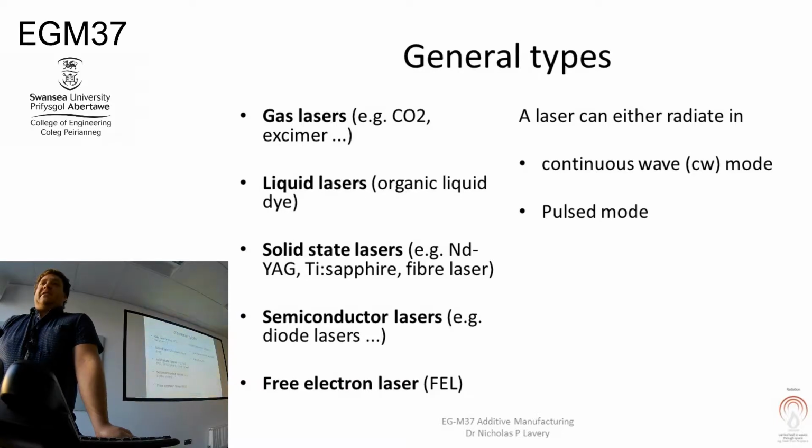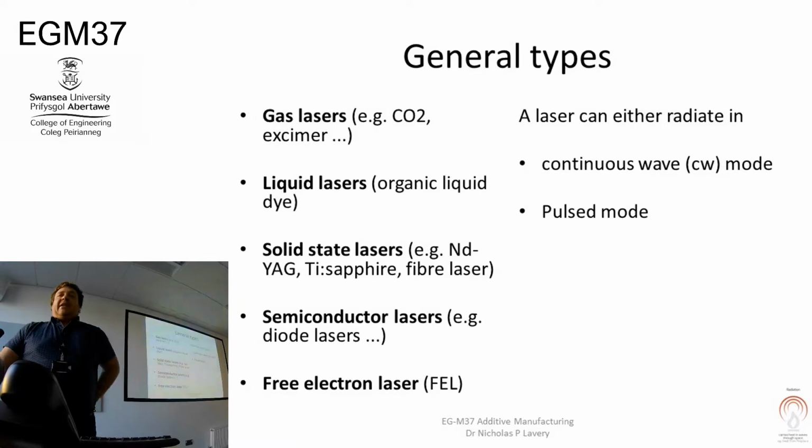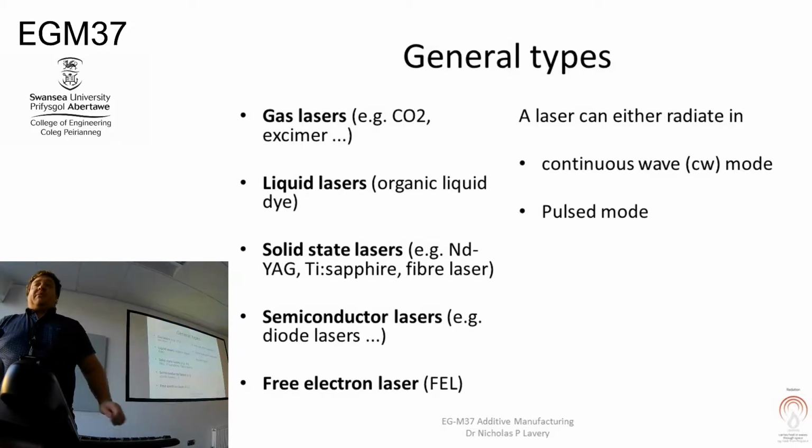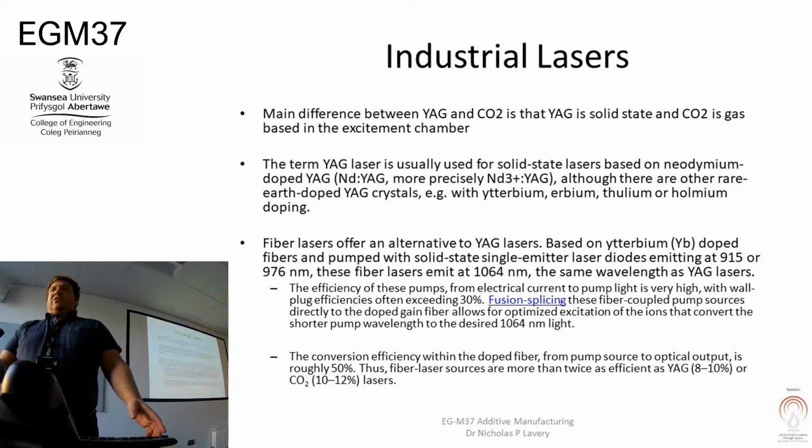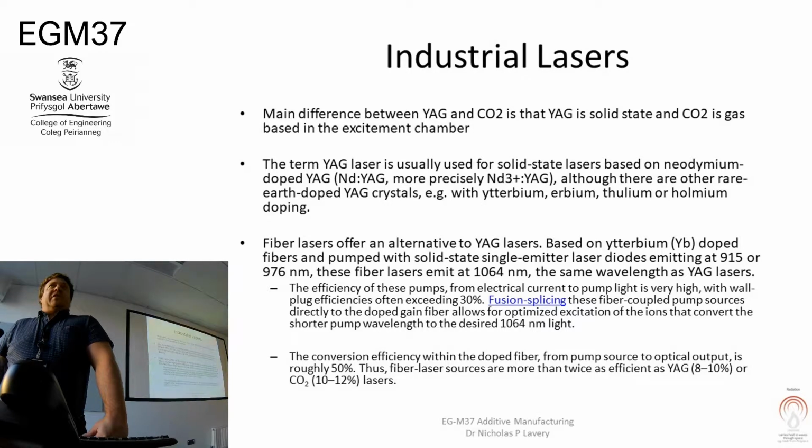So the different types of lasers: gas lasers, liquid lasers, solid state lasers, there's also disc lasers, and a lot of different lasers that have been put together. The lasers can be in both continuous and pulse mode. We're going to focus on the industrial lasers, primarily the ones that we're interested in will be the CO2, Nd:YAG, and the fiber optic lasers.